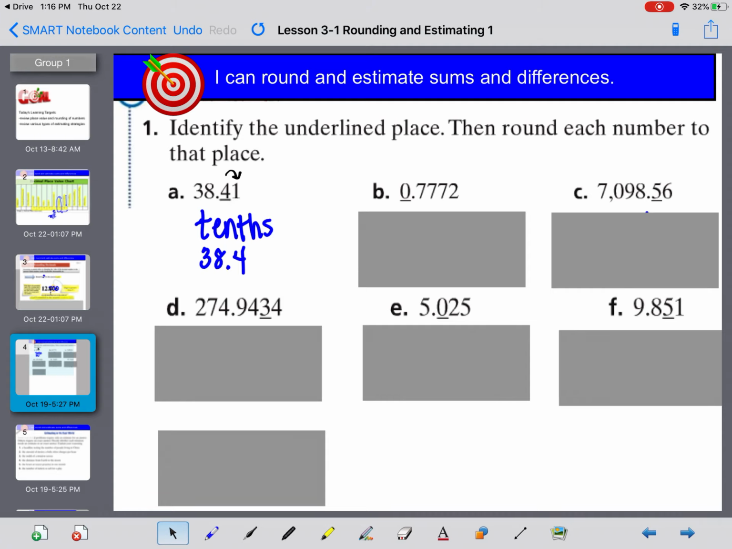I'd like you to pause the video now and work the remaining 5 problems. When you are done, come back and compare your answers to mine. Pause the video now.